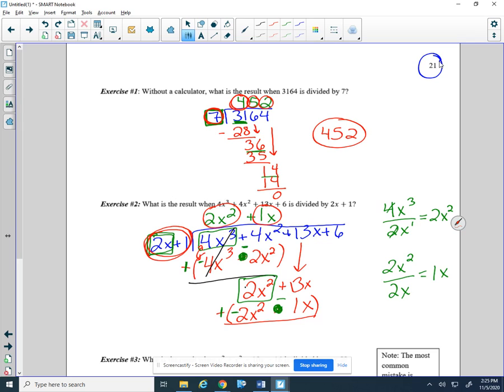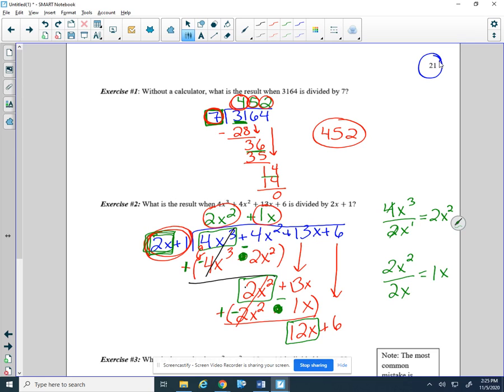2x squared minus 2x squared cancels. 13x minus 1x is 12x. And then we bring down the 6. Okay, so it looks like we have one more step, right, because we're down to a 2x and a 12x. So I say, how many times does my 2x go into my 12x now?